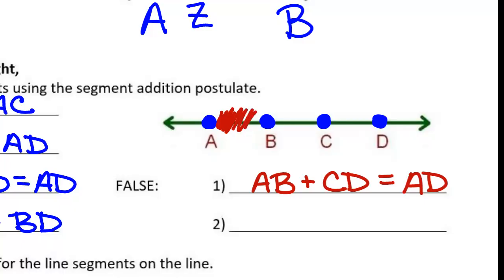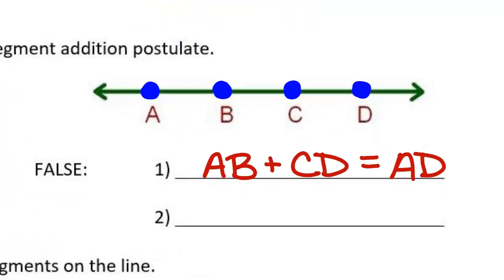AB is this part right here. CD is this part right here. If I add just the parts that are shaded together, I've skipped this middle piece, so I don't have the whole big long stick. Perfect. All right, another false statement.